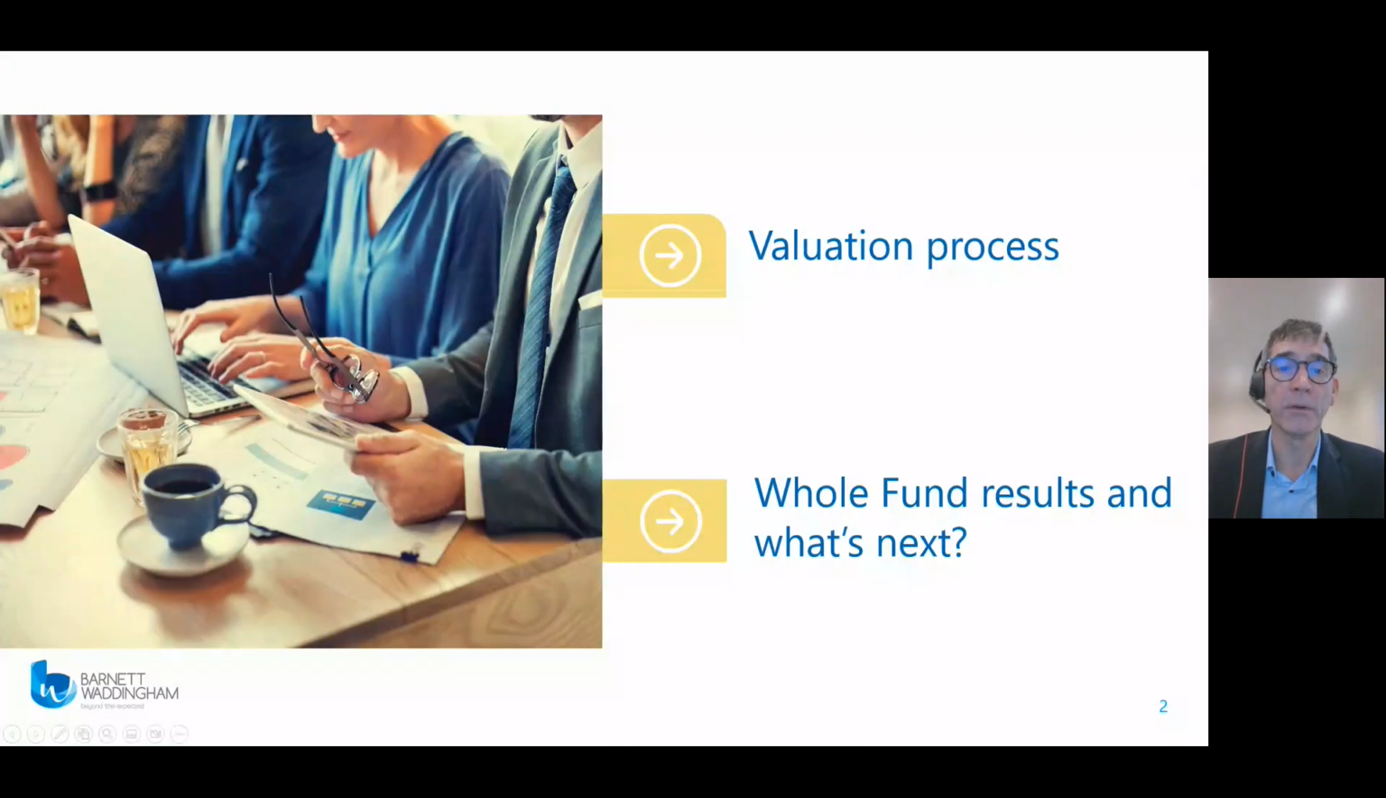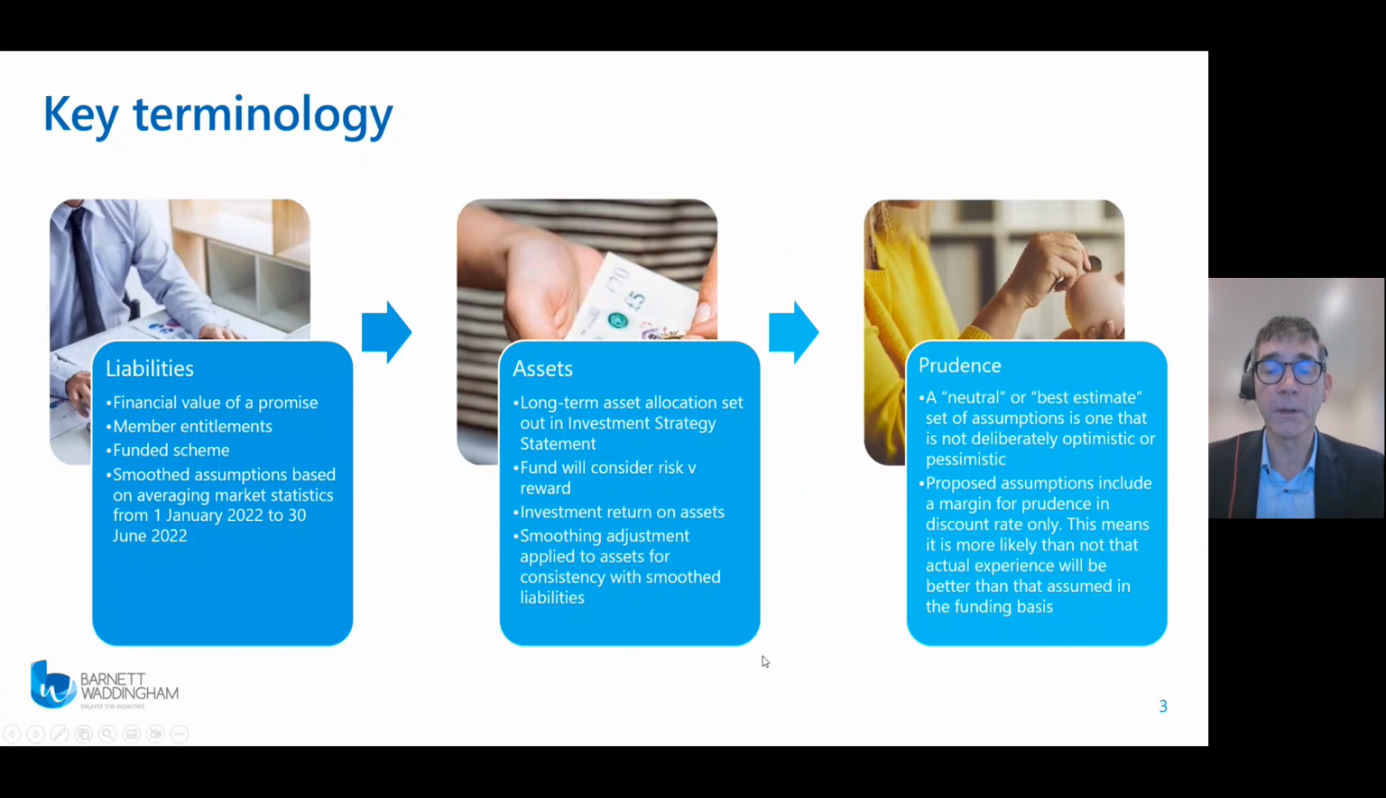So, I'm going to cover the valuation process and the results for the whole fund. As an employer, you'll get your own set of results shortly. But first, I'll run through some of the terms we use.